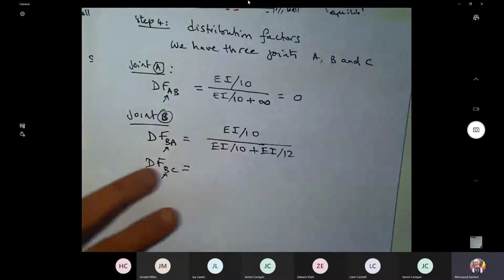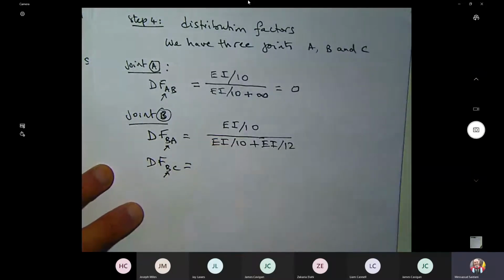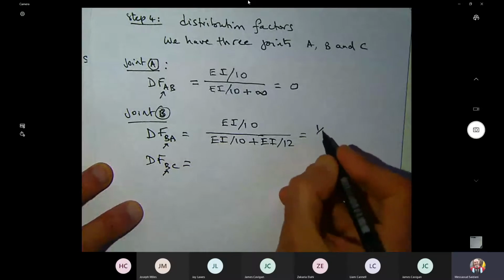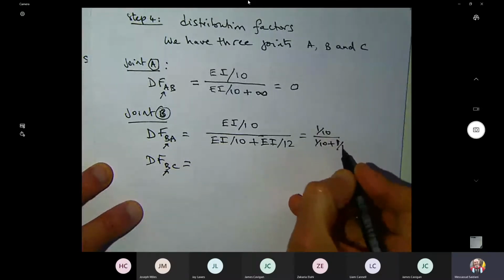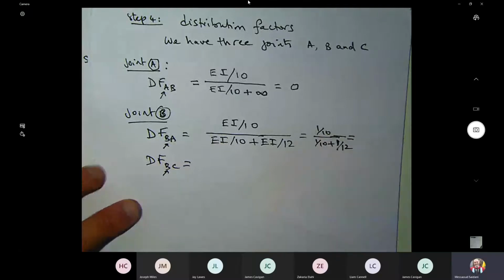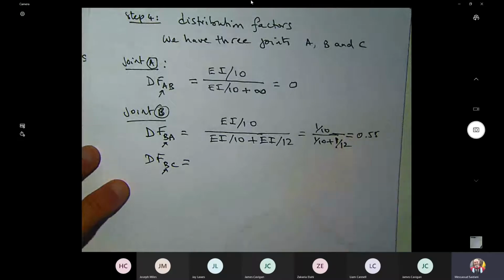What you can see here is that the EIs will always cancel, always. So effectively you have 1 over 10 over 1 over 10 plus 1 over 12, okay? Which I believe, please do check it if you've got your calculator. Or if you want to leave it as a fraction, you can do that, but I've calculated it as 0.55. Yes?